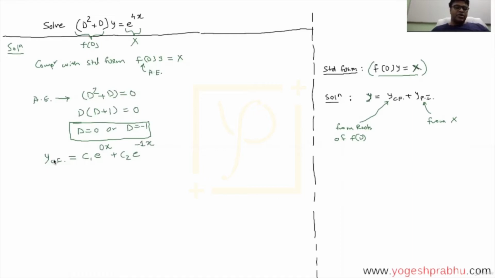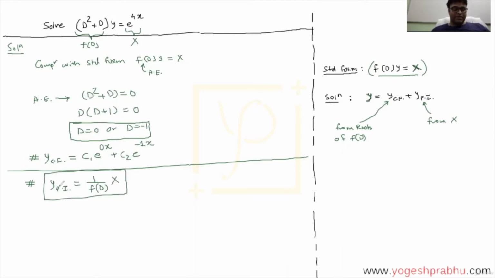So this is the complementary function. We've got one part of the answer. This is the answer for y_CF. Next we will find y_PI. The procedure of finding y_PI is like this: you write 1 upon f(D), which in our case is D squared plus D, times e to the 4x, that is the right hand side, the X over here. So let me write down the formula first: 1 upon f(D) times X, that's the standard format of finding the PI of an equation, or y_PI of an equation.